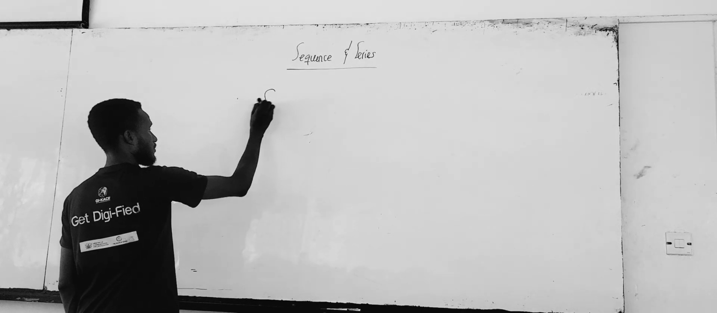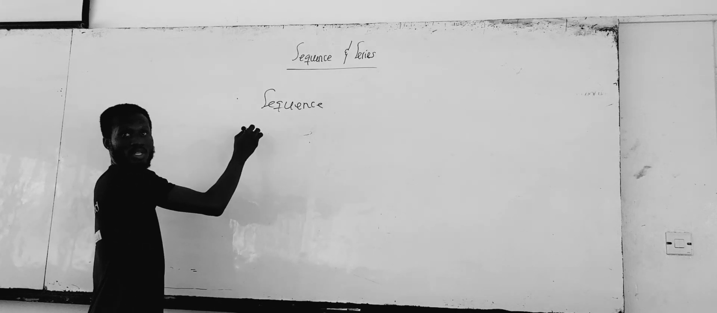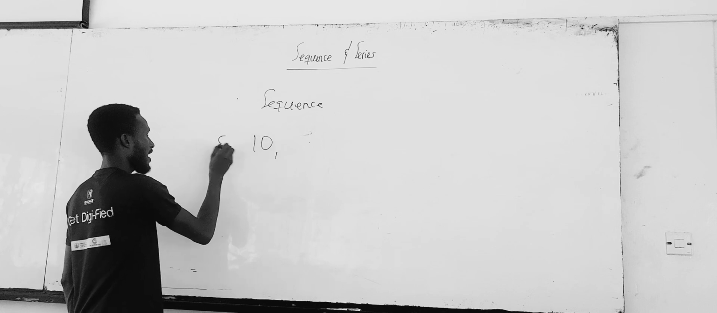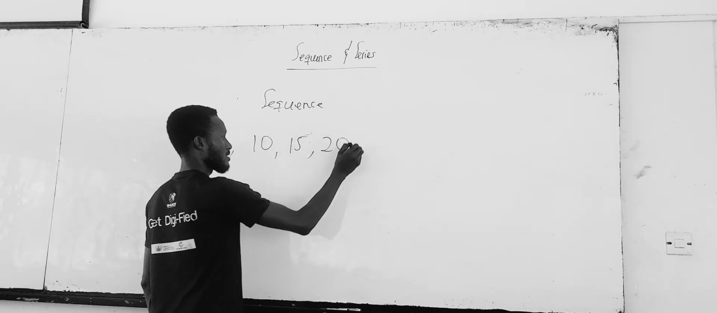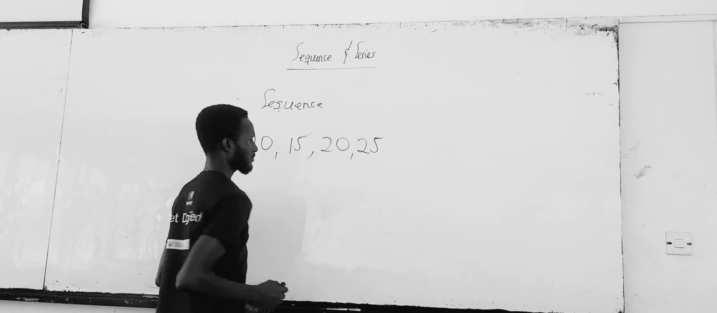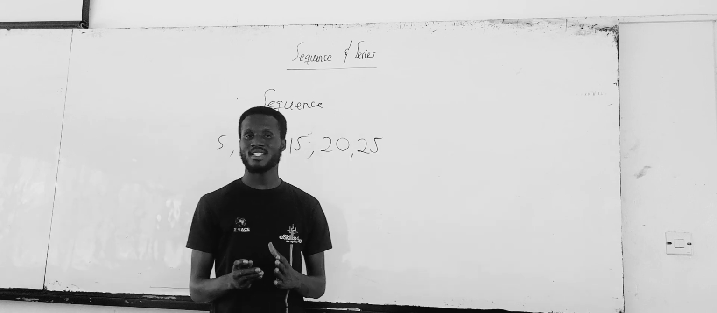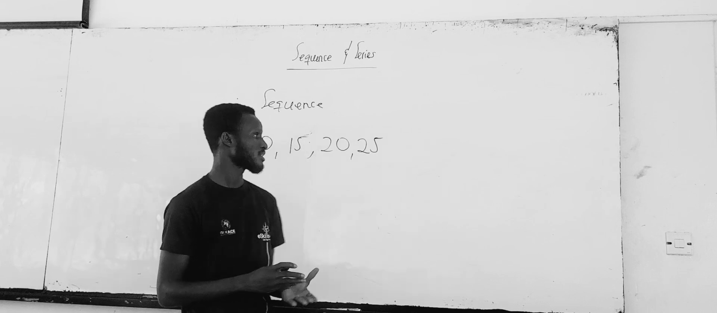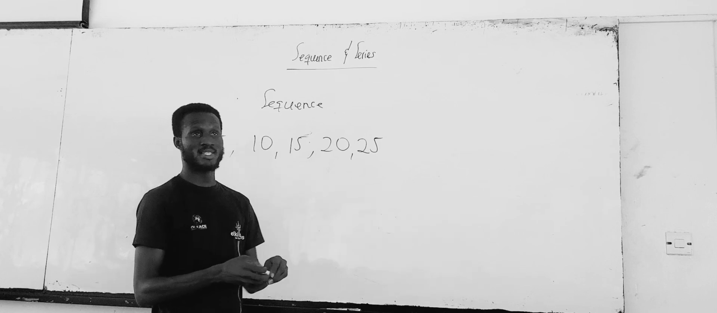Let me start from 5, 10, 15, 20, 25. Now, I also talk about the fact that a sequence of numbers can be finite or infinite. For example, this one is finite. I can also talk about a situation where the sequence is infinite.